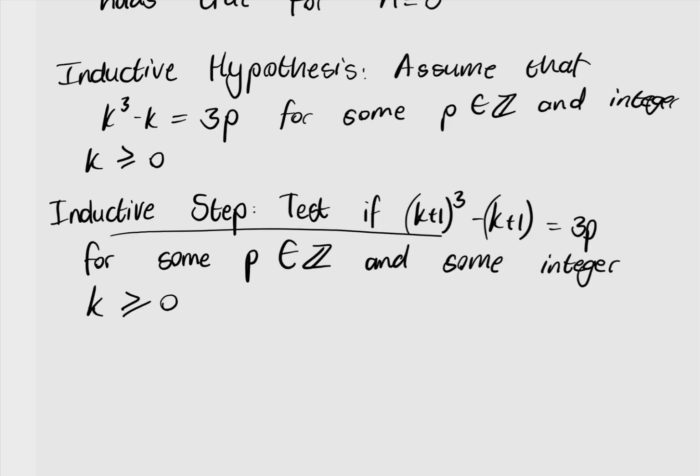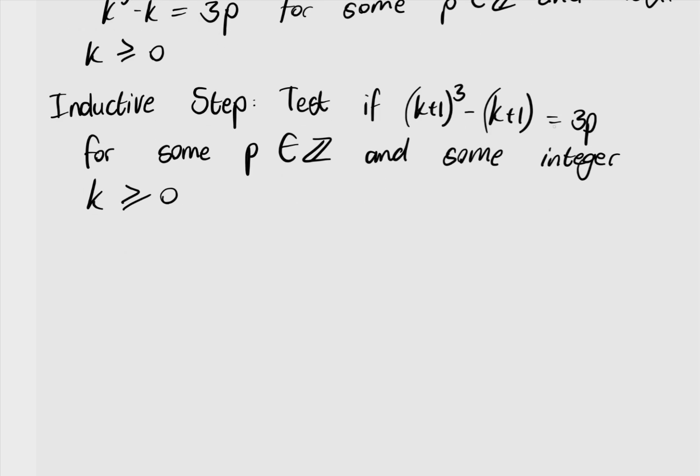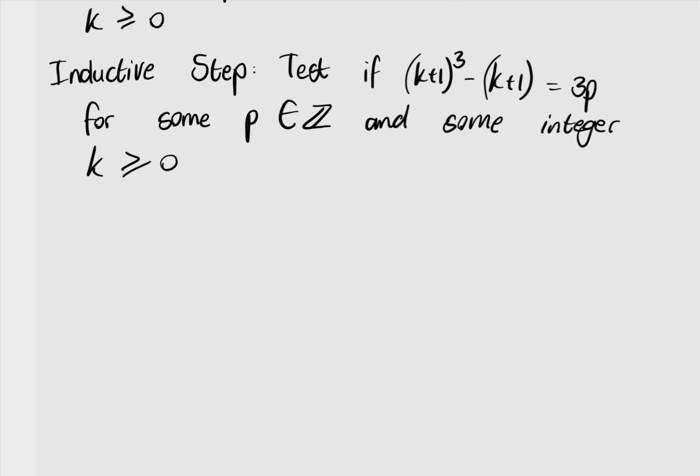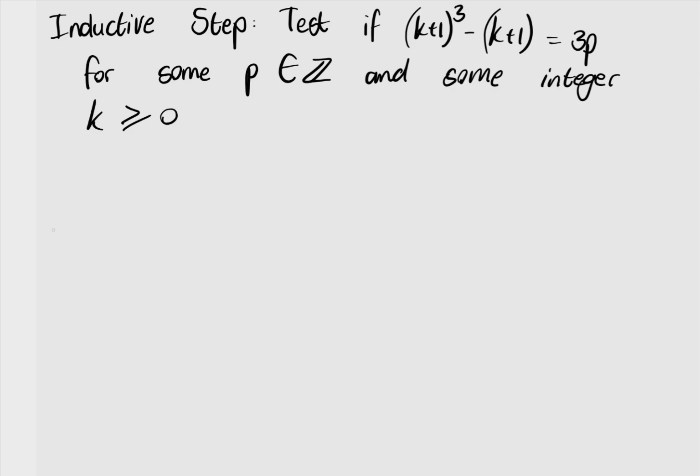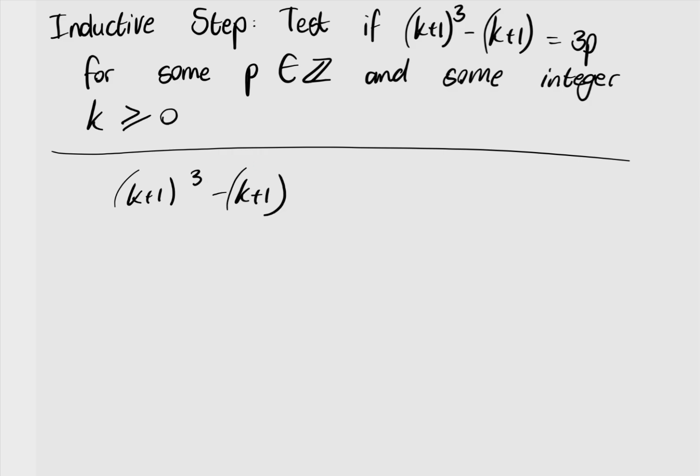Okay, there we have the inductive step written out. Test if (k plus 1) all to the power of 3 minus (k plus 1). Important to note, you can't say that without the brackets. That's because of the distribution law. You can't do that. It's equal to 3p for some p in the integers and some integer k plus 1 equal to 0. Okay, so we're going to start here. Let's just underline it so that any pedantic markers might not have a problem with us. Remember the brackets. Remember the brackets.